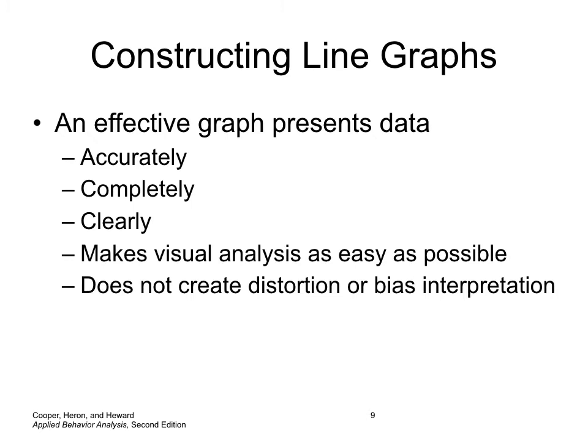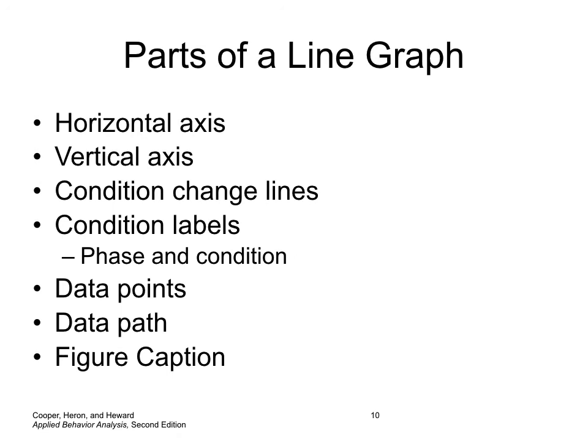The basic parts of a properly constructed line graph include accurately labeled vertical and horizontal axes, clearly placed and connected data points, appropriately placed condition labels, and a descriptive figure caption.